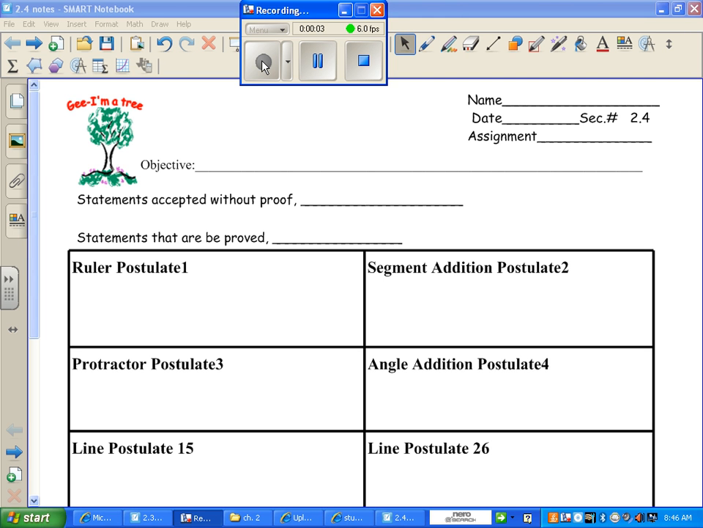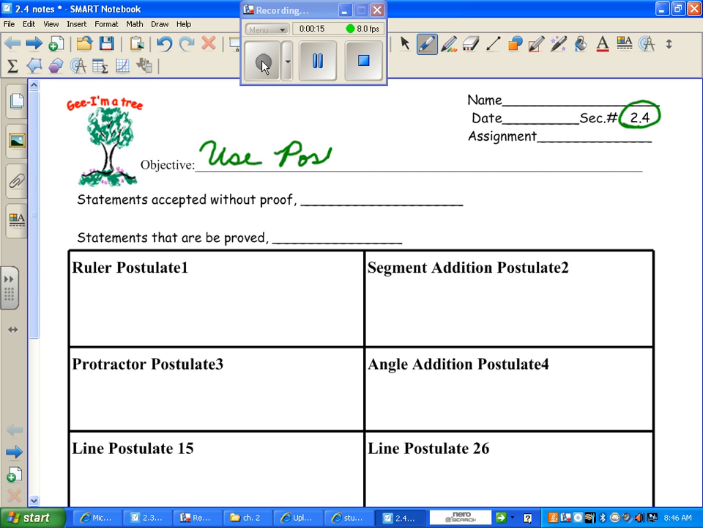Okay, you are watching section 2.4 in geometry. The objective is to use postulates and diagrams. Now you may want to be in your book just to follow along, and that would be on page 96. And you can pause whenever necessary.